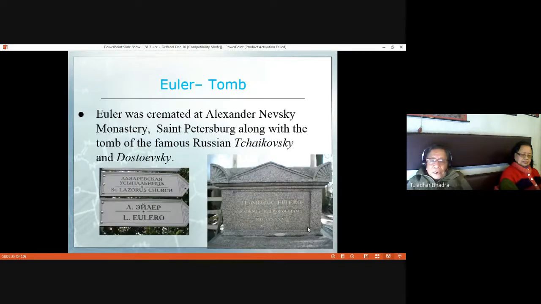Euler was buried at Alexander Nevsky Monastery, a very famous monastery in St. Petersburg, along with the tombs of 2 famous people: Tchaikovsky, more related with music, and Dostoevsky, a very popular writer.